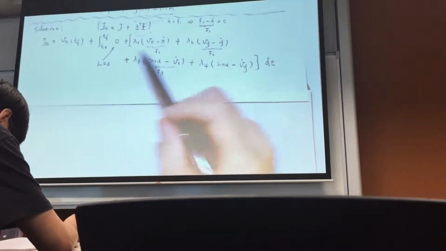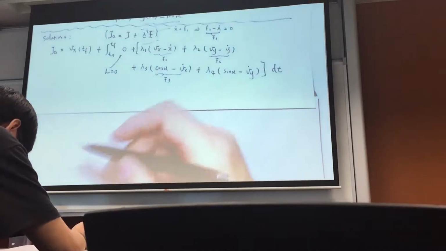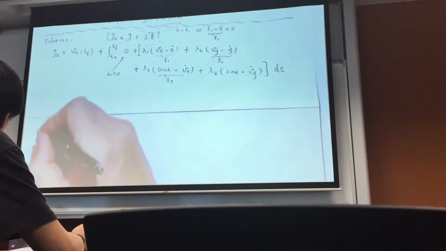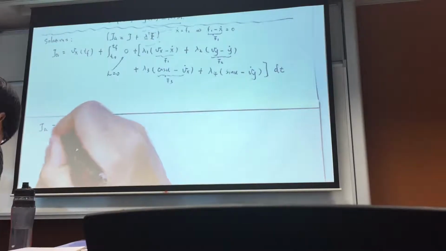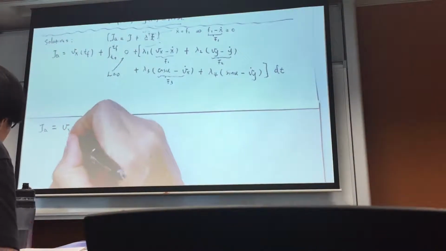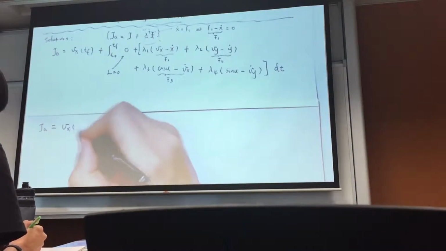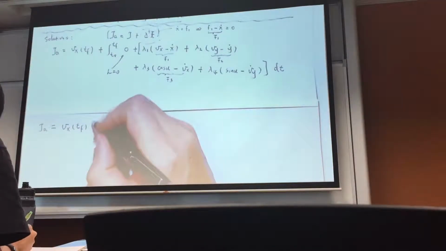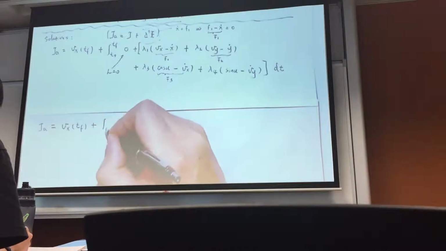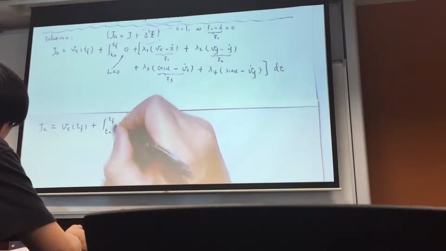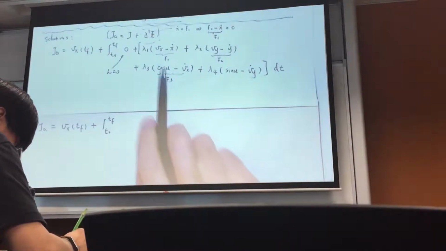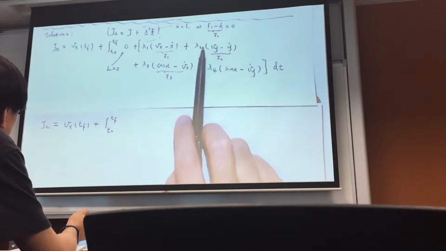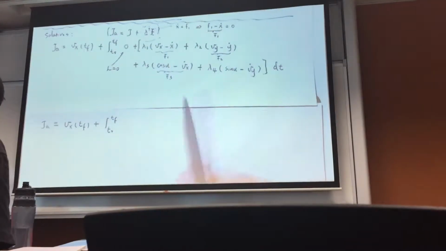So if your first step is correct, then the rest is actually quite straightforward. Our augmented cost function is given by, I just copy the equations, the Vx in relation to the final state plus the integration from t0 to tf. So we just separate the algebra part and the differential part.